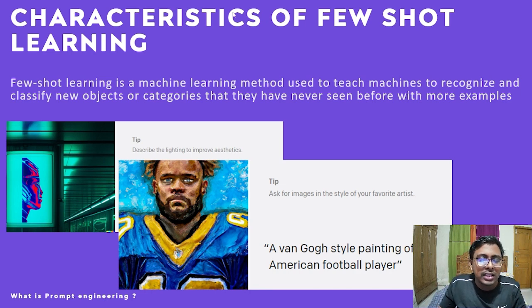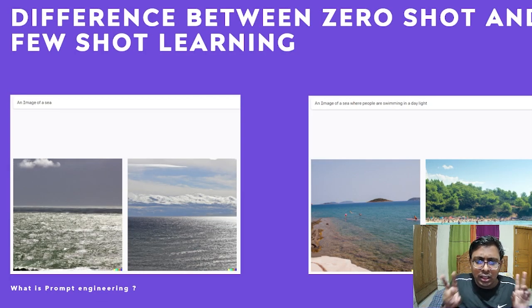Okay, so this is basically part of our few-shot learning. Now, the difference between almost the same text is that we are just giving it zero shot and few shot. You can see an image of a sea, but it's not that impressive, right? On the right side, you can see an image of a sea where people are swimming in daylight. So I am being very specific right now, giving it many more examples, right? There people are swimming and it's daylight. Okay, so this is basically few-shot learning. This is basically zero-shot learning.